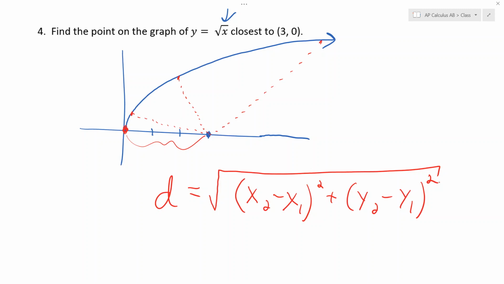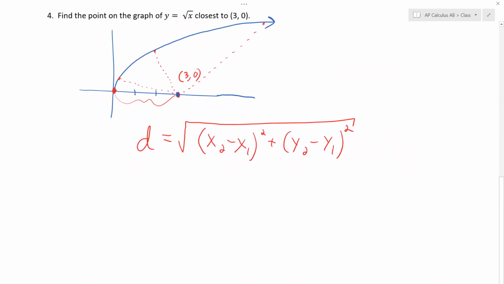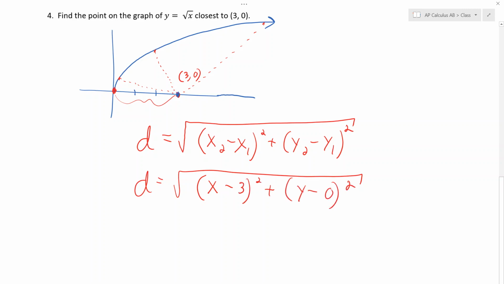First off, one point that we most definitely care about is that point right there, (3, 0). I'm gonna call that x1, y1. So that makes my equation become the square root of (x minus 3) squared plus (y minus 0) squared. Are you okay with that? You don't have to call them x2 and y2 anymore if there's only x and y. Just call them x and y.